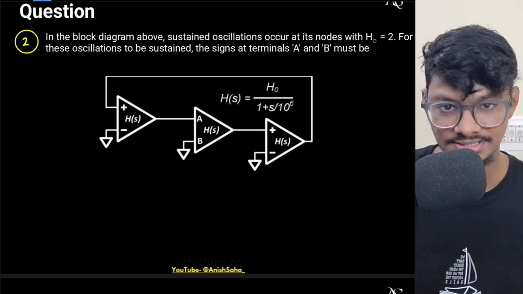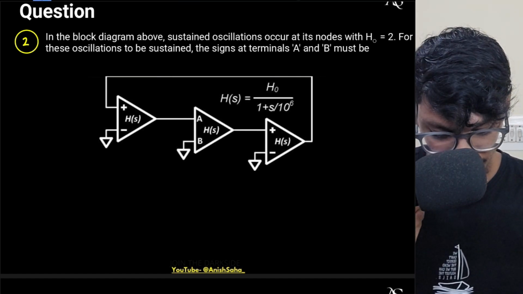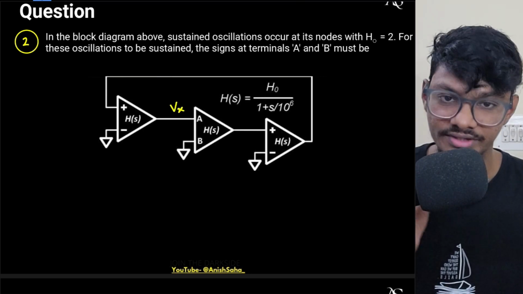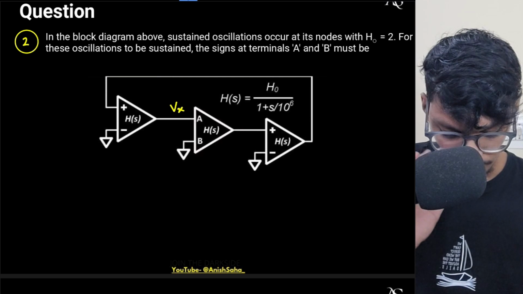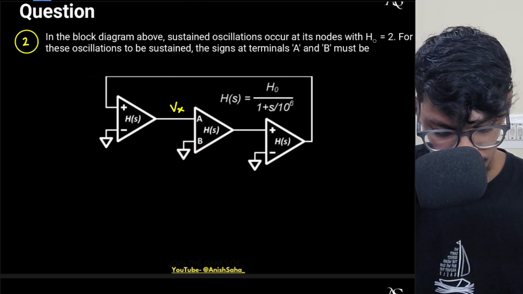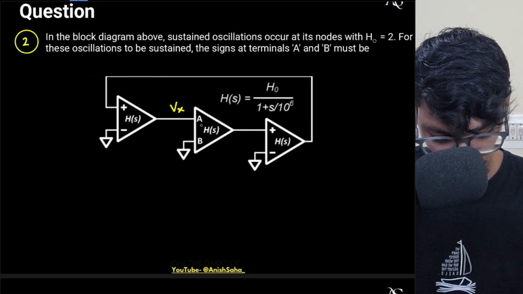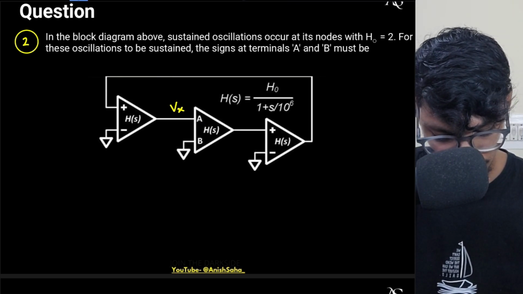So first let's analyze the circuit. So let's say I'm giving some input here, small signal input Vx. So at the output of this particular op amp, what will I get? So for now let's assume A and B as positive. Okay, for now let's assume A as positive and B as positive. Just hold on.